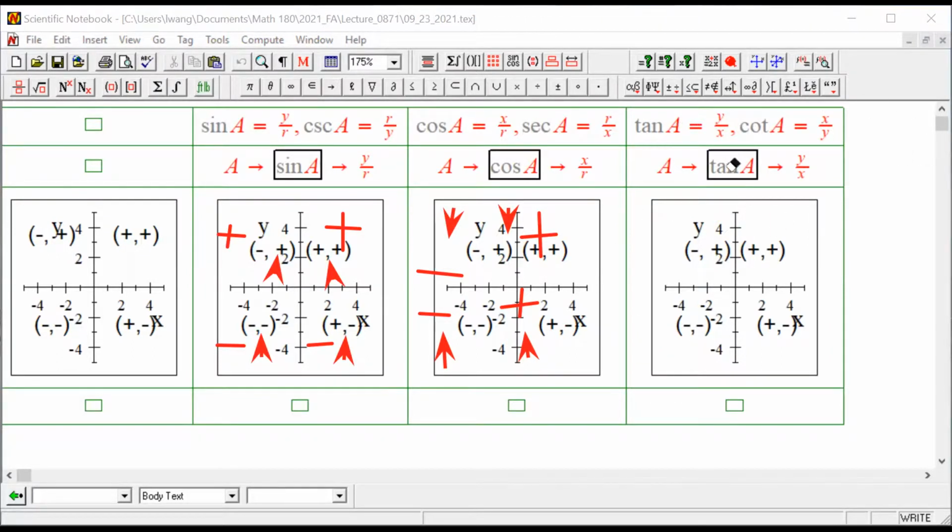For tangent and cotangent, one is Y over X, the other one is X over Y. So how about their signs? Well, this is a positive divided by positive. Positive divided by negative, in any order, is going to be negative. Negative divided by negative, in any order, is going to be positive. Negative divided by positive, in any order, you're going to get a negative. So the sign is set. You guys follow me? Right?